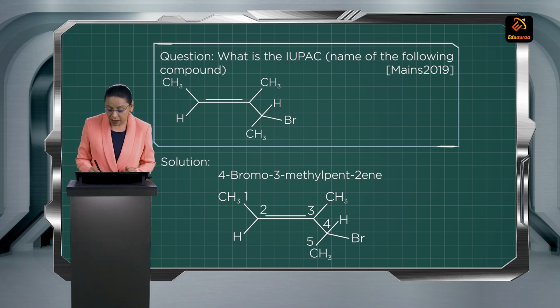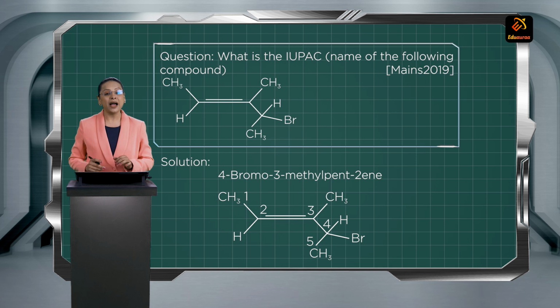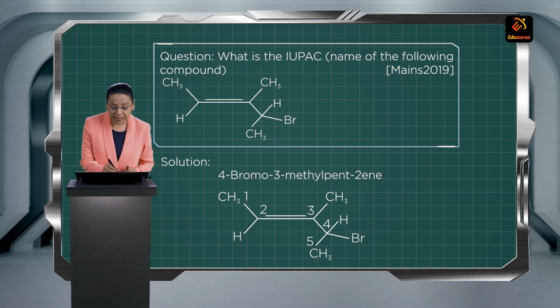Yes. At the third carbon, I can see that there is a methyl. So it will be 3-methyl. Is there any other substitute that we are missing out? No. I can clearly see that I have named all the groups. And at the second carbon, am I having a double or a triple bond? Yes. At the second carbon, I am having a double bond. So it will be 2-ene.